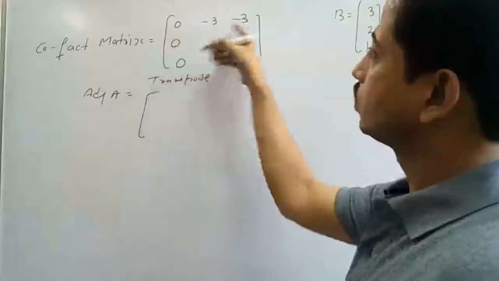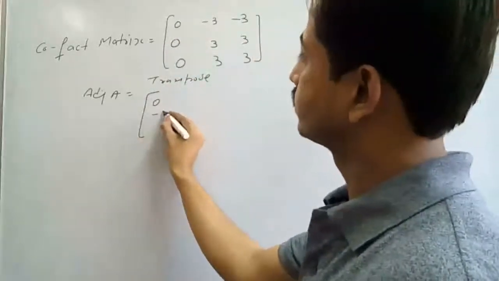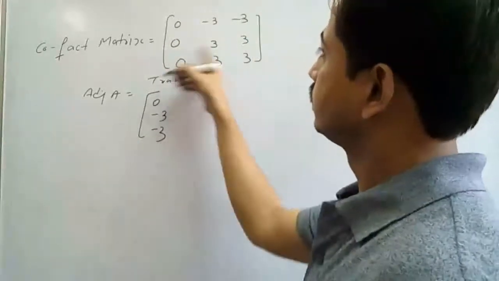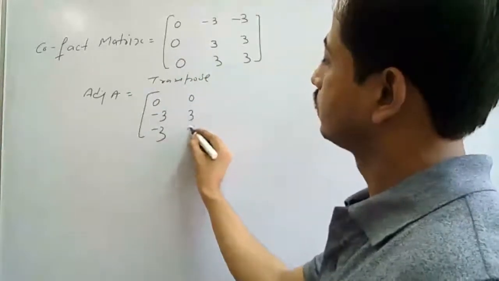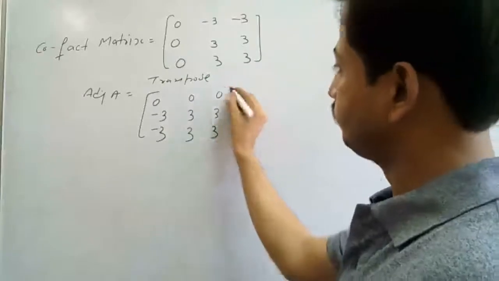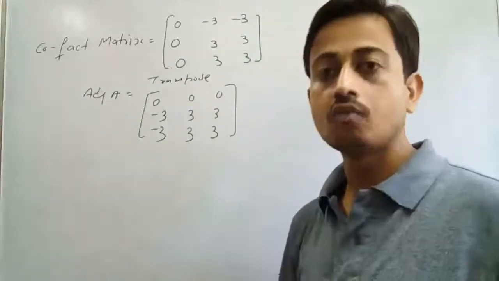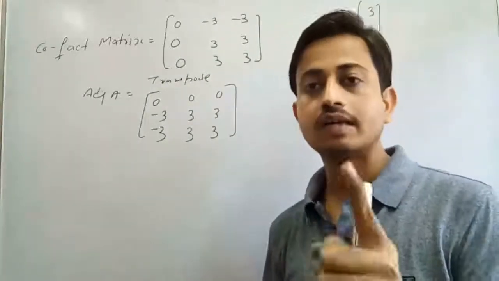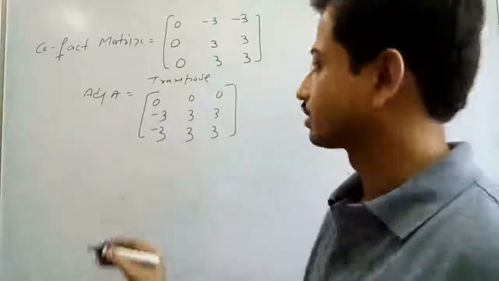Transpose. Now do 0, minus 3, minus 3; 0, minus 3, minus 3; 0, 3, 3; 0, 3, 3; 0, 3, 3; 0, 3, 3. This is the adjoint of A. Now how will we check? Adjoint of A multiplied with the B matrix.